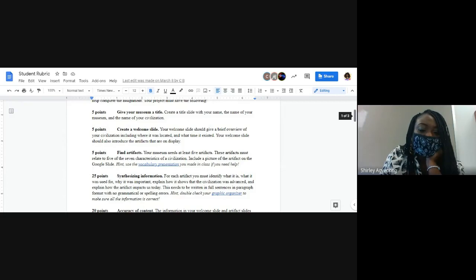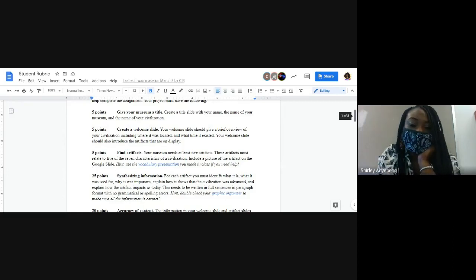And an additional 5 points is for artifacts. Your museum needs at least 5 artifacts. These artifacts must relate to 5 of the 7 characteristics of a civilization, and you must include a picture of the artifact on the Google slide. So you can use a vocabulary presentation that you made in class if you need additional help.